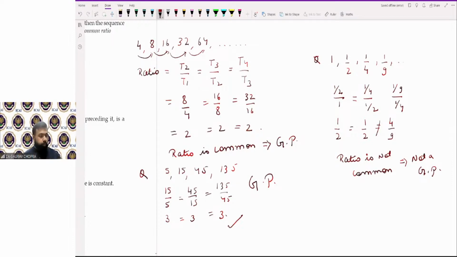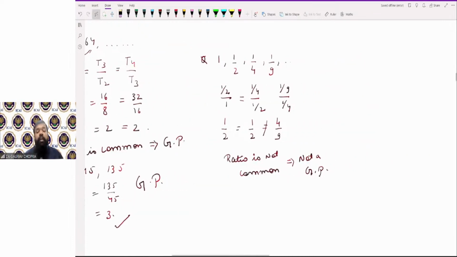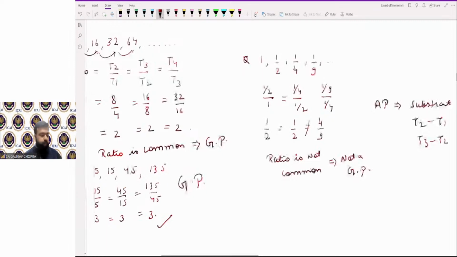Okay? So when there is a common difference, अगर common difference है, it is regarded as AP, और अगर common ratio है, then it is regarded as GP. Okay? तो in case of AP, आपको क्या करना पड़ता है? Subtract. Like second term minus first term, third term minus second term. So that is an AP. Whereas in a GP, you have to divide and find out the ratio. All right? Okay.